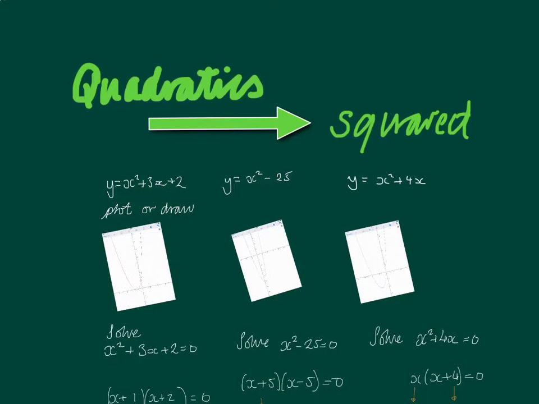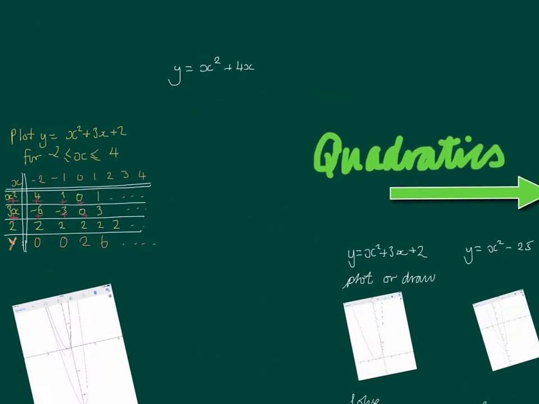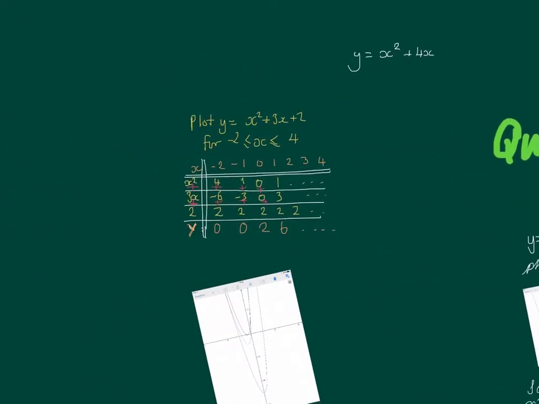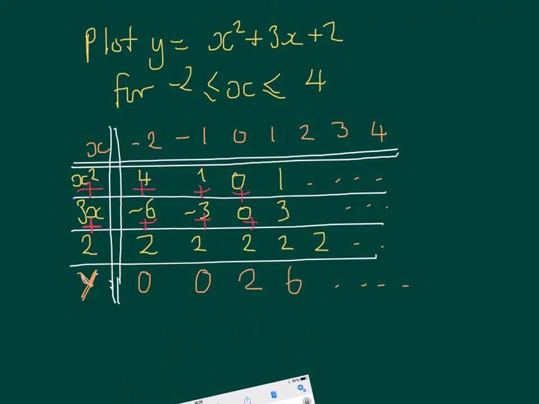Okay, so what are you likely to be asked when you get one of these questions? One very common question is to plot or draw the graph. Now, to do that, you're going to need to enter a table of values, and I've shown you how you might do that over here. So, first of all, it's asking you here, plot y equals x squared plus 3x plus 2 for x between minus 2 and 4. So you'd set out a table with your x values, and then you'd write in your x squared, because that was the first term, your 3x, and your 2.